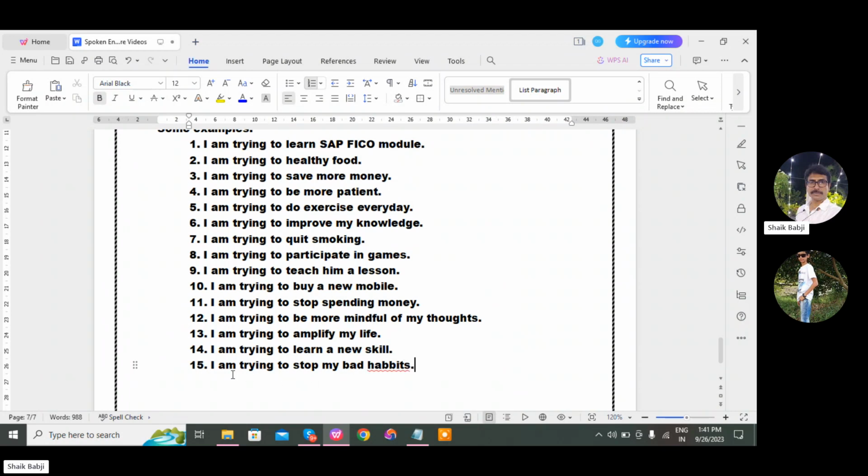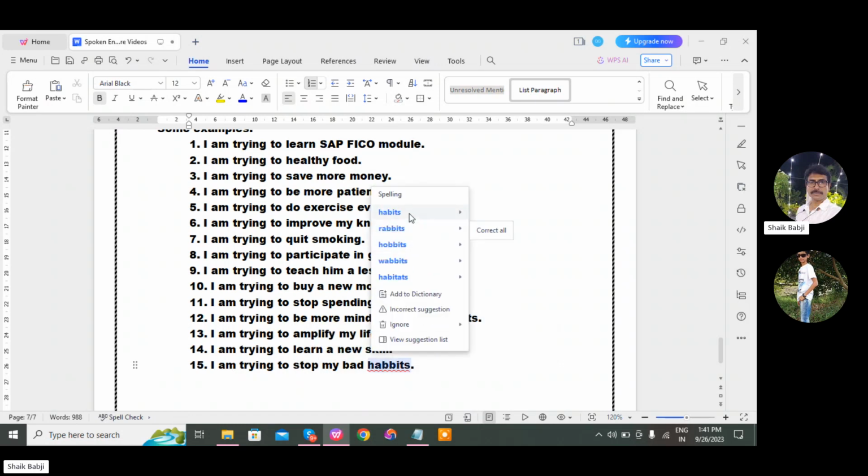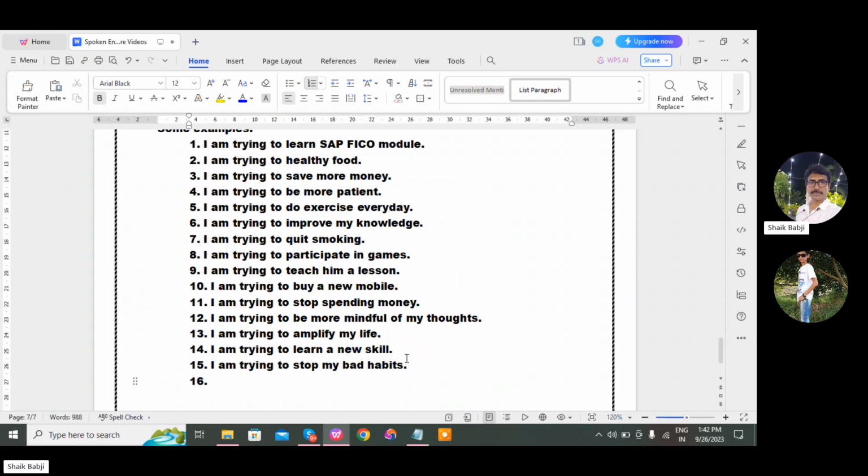One thing you must notice while using this structure, I am trying to, after that we have to use V1, the first form of the verb. Okay, I am trying to be more positive.